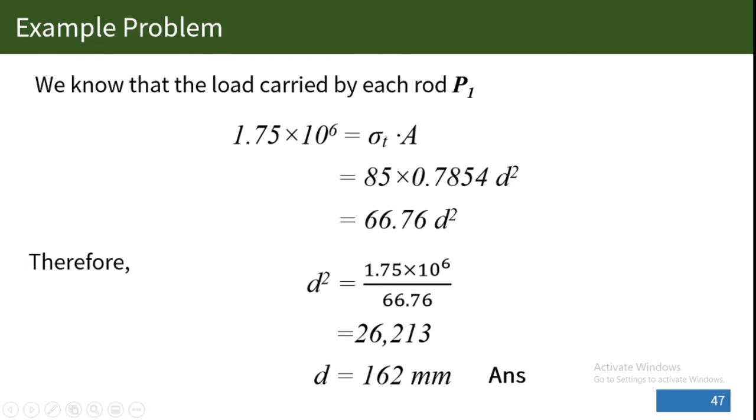So this is the final answer. The two rods, which are carrying a total of 3.5 meganewtons, meaning each is carrying 1.75 meganewtons of load, we get the diameter of the rod equal to 162 millimeters.